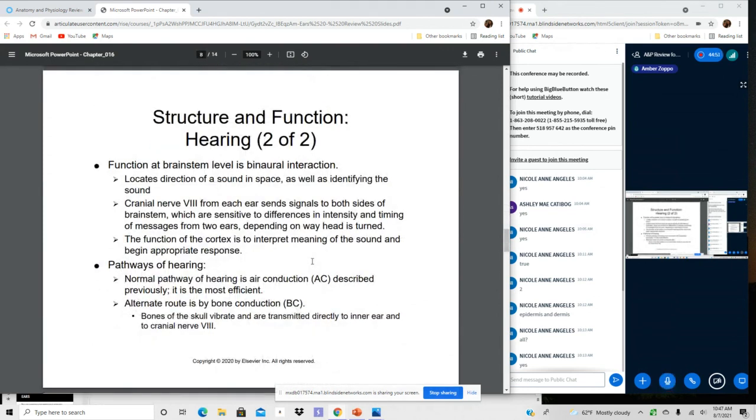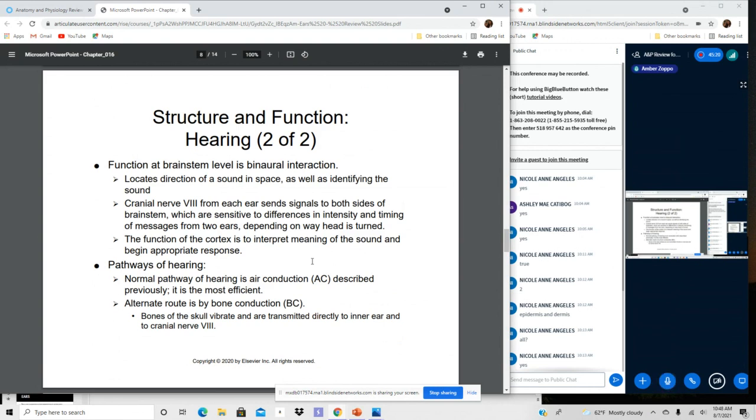The function at brainstem level is binaural interaction. It locates the direction of a sound in space as well as identifying the sound. Cranial nerve 8 from each ear sends signals to both sides of the brainstem, which are sensitive to differences in intensity and timing of messages from the two ears, depending on the way the head is turned. The function of the cortex is to interpret the meaning of the sound and begin appropriate responses.